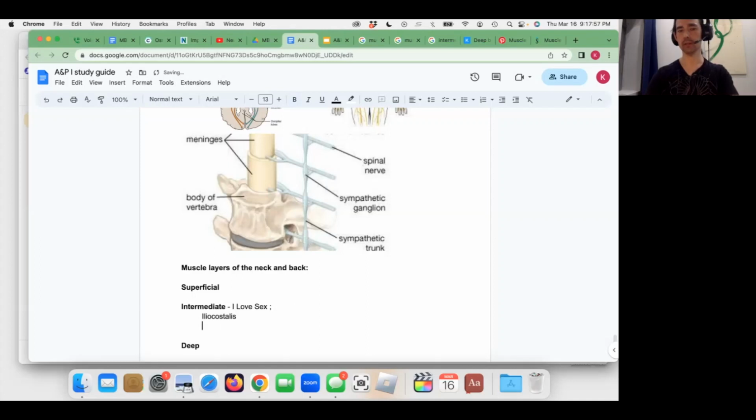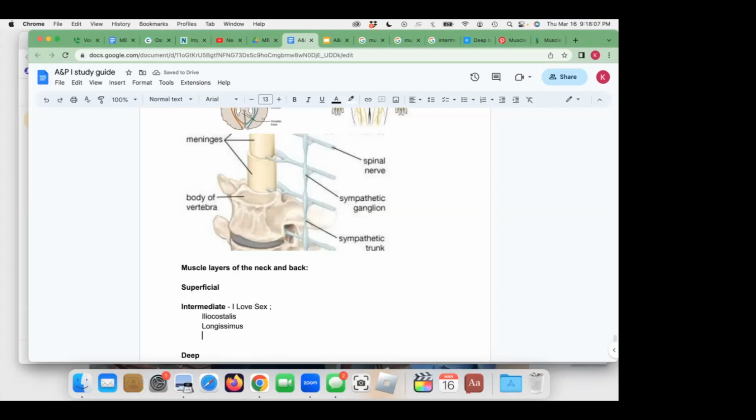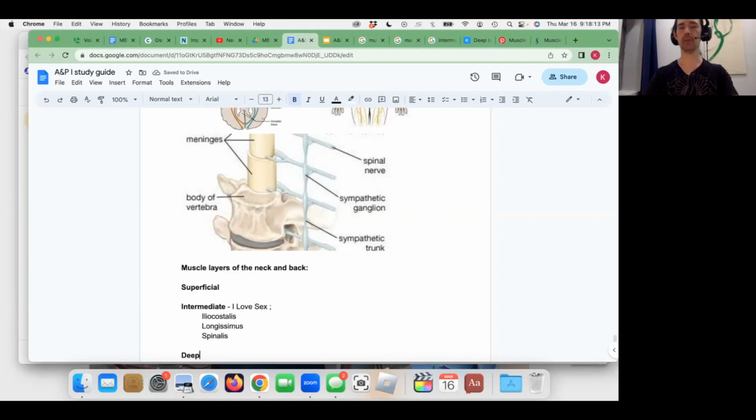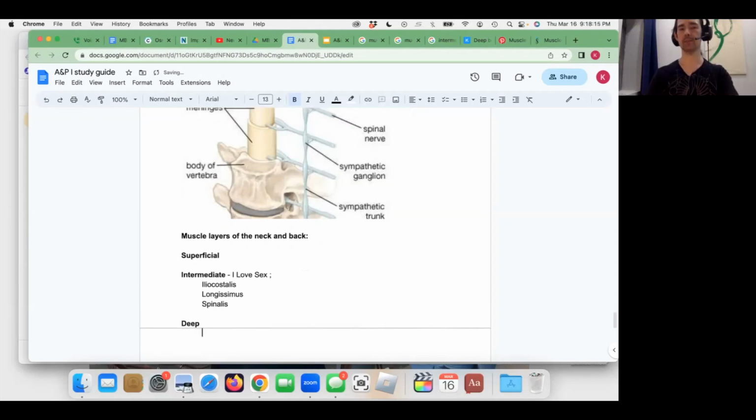Iliocostalis. The L is the long one. That's the longissimus. So you guys write these with me. And the S, what's the S stand for again? Spinalis. Spinalis, yeah. And remember, it's semispinalis in the deep. So let's do the deep next.